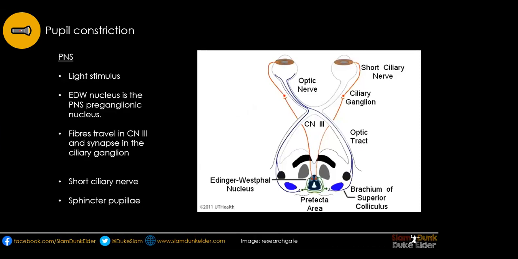Okay, so this is what we talked about last time. We talked about the parasympathetic innervation, which causes pupillary constriction. And what we said was that there would be a light response, which is picked up by the retina. It travels down the optic nerve to synapse eventually in the Edinger-Westphal nucleus. And then from here, the signal travels down the parasympathetic fibers which go along with cranial nerve 3 to then synapse in the ciliary ganglion. The short ciliary nerve then innervates the sphincter pupillae and causes constriction of the pupil. And we'll talk about this in a bit more detail, specifically regarding the nuclear connections.